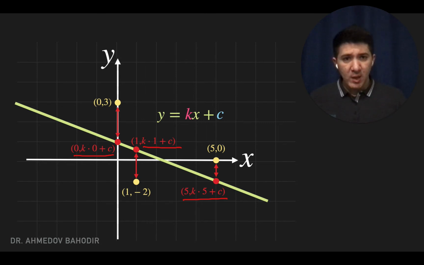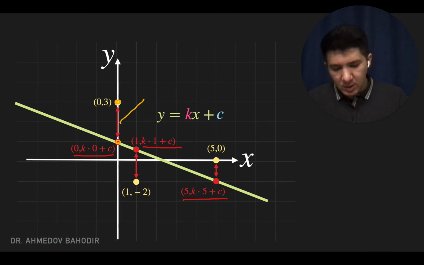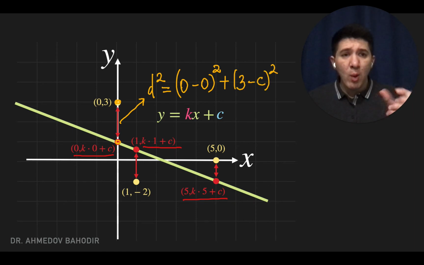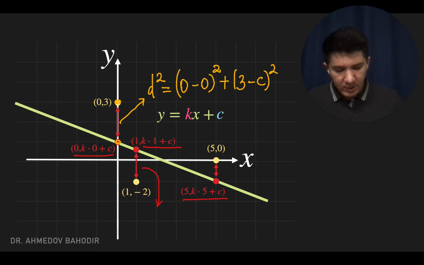Okay, so now what we have to do is figure out the distances, right? The distances between 2 points in rectangular coordinates are found by taking the differences of the x coordinates and the y coordinates, squaring them and summing them, right? For example, let's look at these 2 points. The distance between them squared is going to be equal to (0 minus 0) squared, the difference of the x coordinates squared, plus (3 minus c) squared, the difference of the y coordinates squared, okay?